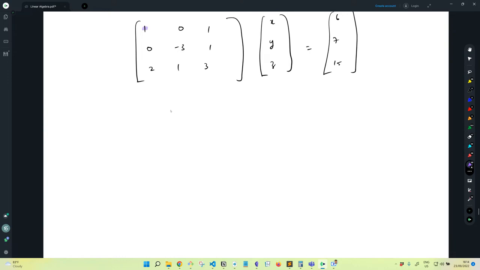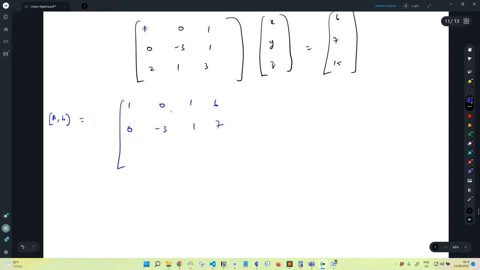First we'll start with the top left entry. It is already 1, so there is no work to be done. Okay, sorry, let me stick to the algorithm. First, I'll create the augmented matrix, A comma b, equals 1 0 1 6. When you create the augmented matrix, you will not put minus 6 here, you will put b as it is. Then second row will be 0 minus 3 1 7, and third row will be 2 1 3 15.